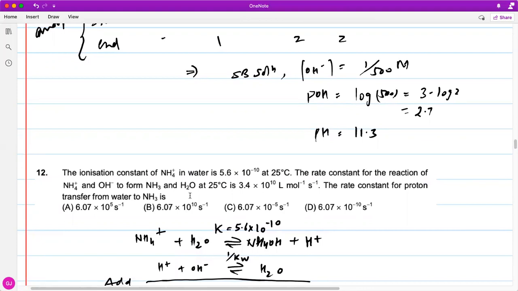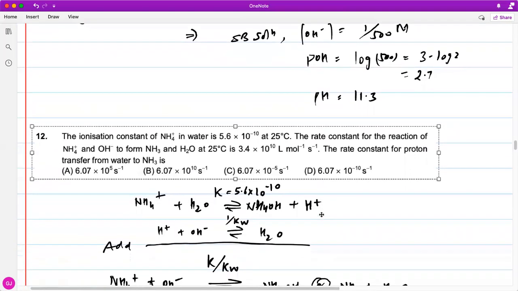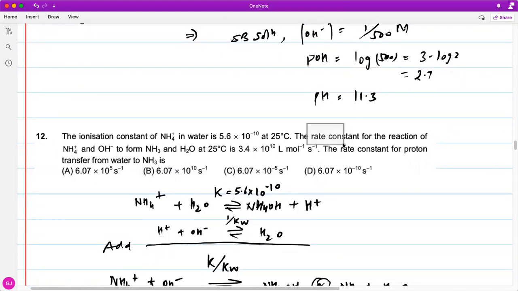The language of the question is also pretty difficult because it's quite a confusingly worded question. It is saying ionization constant of NH4 plus in water. So it is basically hydrolysis of NH4 plus in water, right? That is given to you, and its equilibrium constant is given to you as this value. Now, what is being asked in the question is the rate constant for proton transfer from water to ammonia.